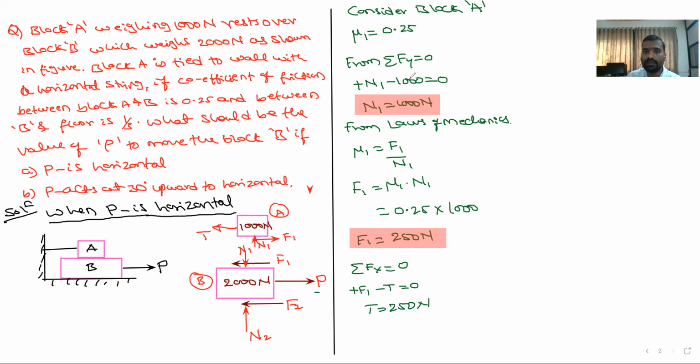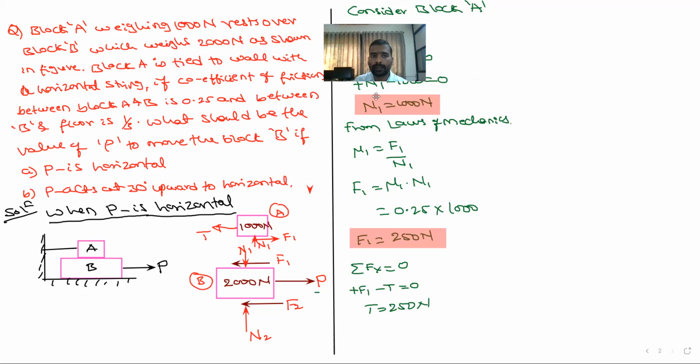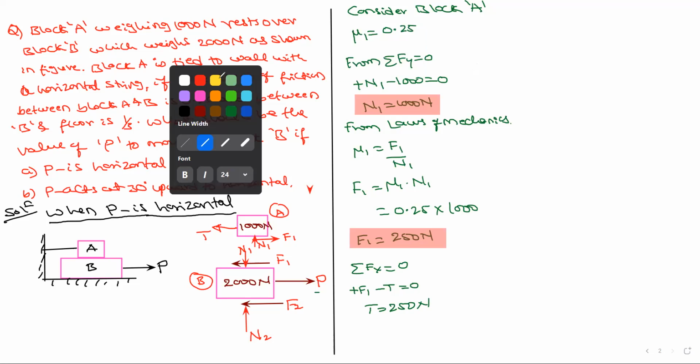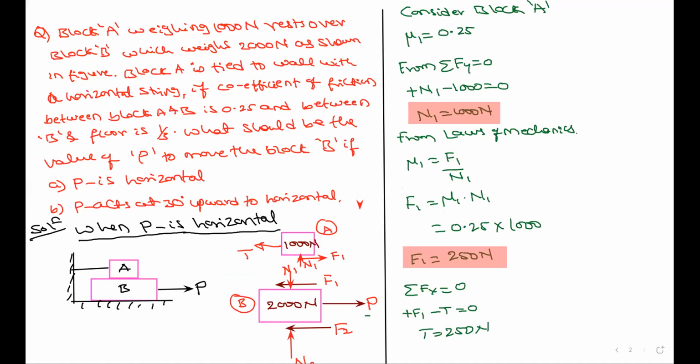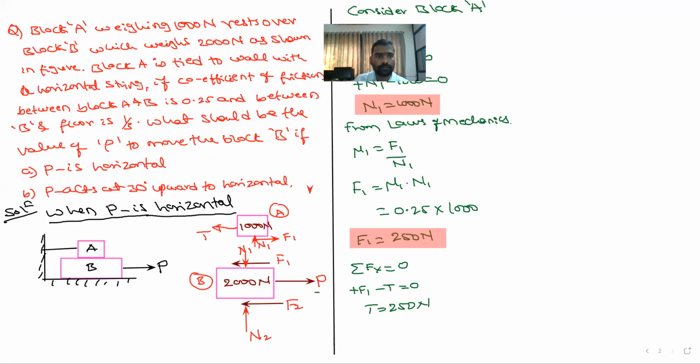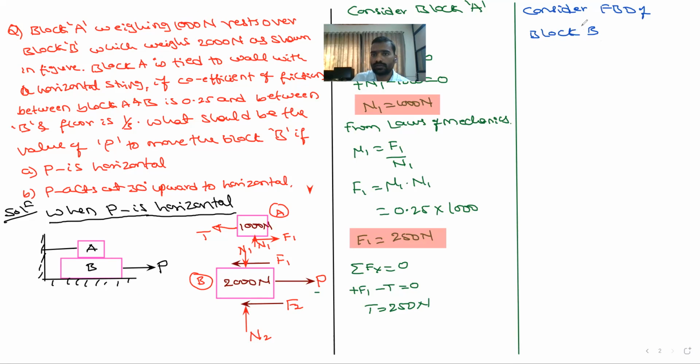So now we will consider the FBD of block B. I have to find out the value of P. In order to find out the value of P, I should know F2 and N2. So how to find out F2 and N2?